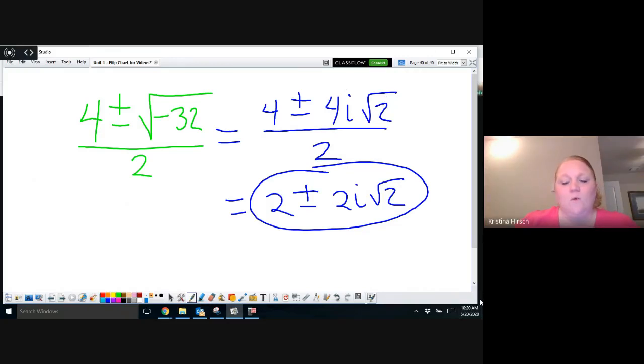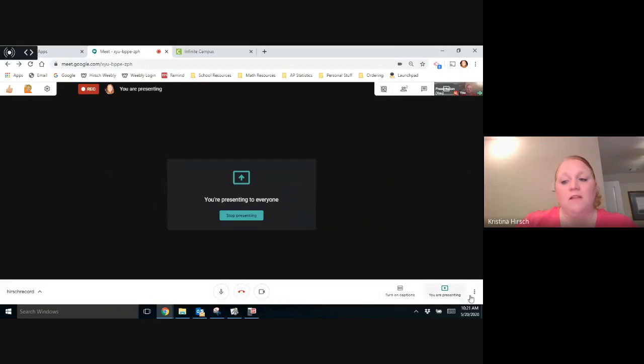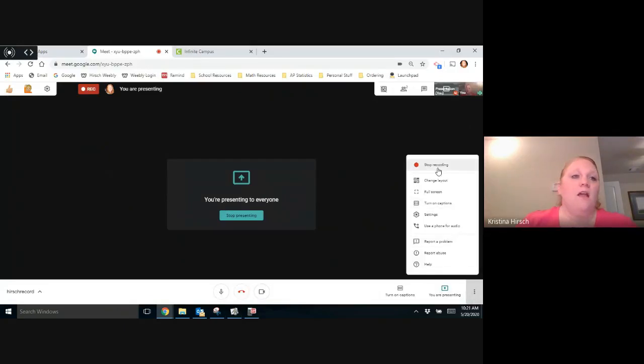So that's how you deal with the quadratic formula. So remember, the discriminant tells you how many solutions you have and whether or not they're real or imaginary. But the quadratic formula is the formula that tells you exactly where it crosses the x-axis.